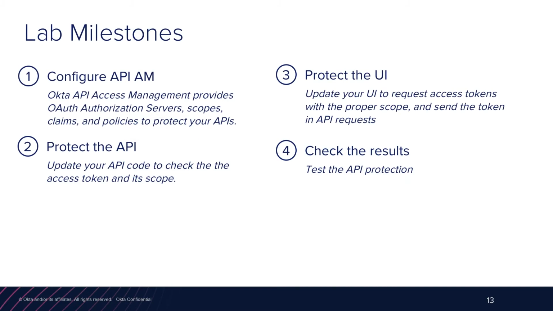These are the main steps of our labs starting now. First, we will define our own OAuth authorization server in Okta with its own custom scopes and access policies. API AM is the product that will provide all those capabilities. Second, we will update our promos API code so that it can check the access token and scope within a request. So the scenario is simple.